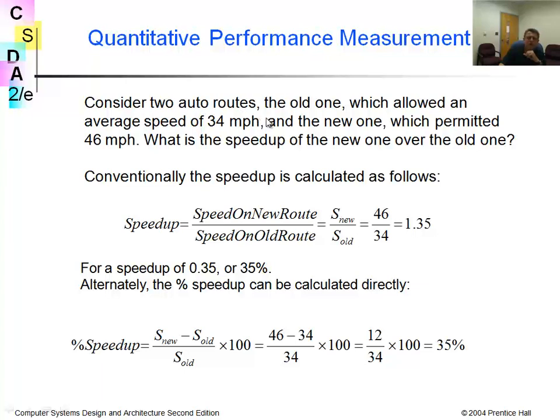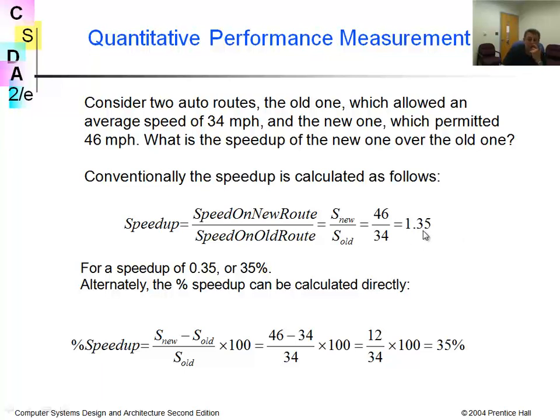Consider two auto routes. The old one, which allowed an average speed of 34 miles per hour, and the new one, which permitted 46 miles per hour. What is the speed up of the new one over the old one? Always we say the speed up is the speed on new route divided by speed on old route. So S sub new over S sub old, 46 over 34, comes to 1.35. This means there is a 35% speed up.